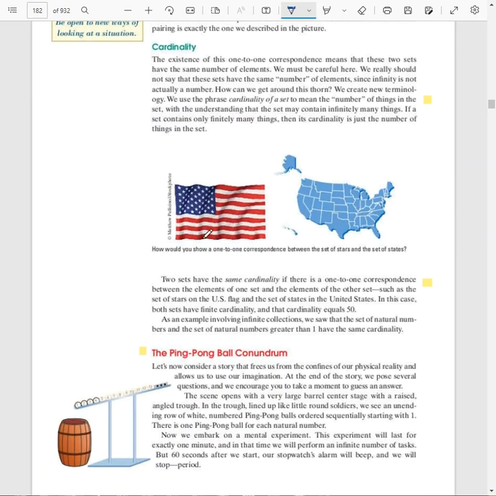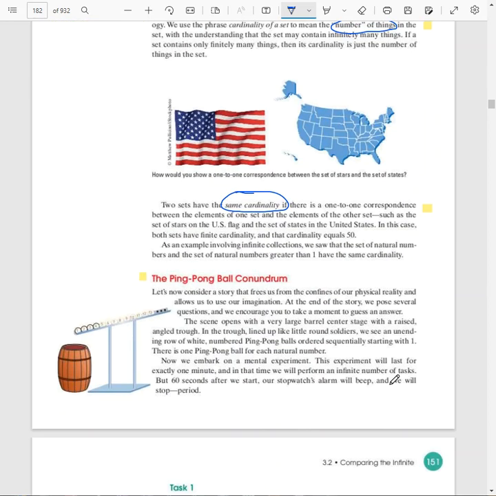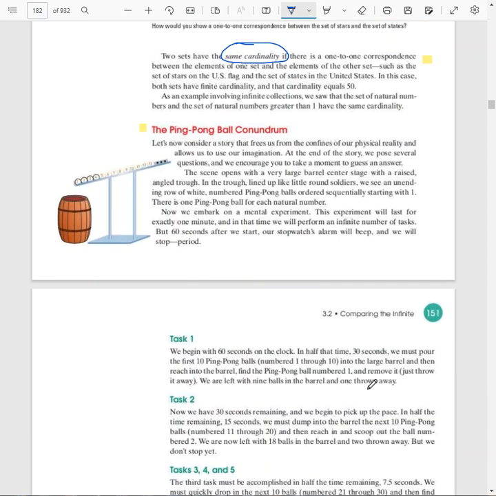If you're from the United States, you might know that the 50 states that we currently have are related by a one-to-one correspondence with the 50 stars on the flag. So we could draw a one-to-one correspondence. We say that these have the same cardinality because they have the same number of things. It's a sameness in the number of things. So we might say that there are as many natural numbers as there are natural numbers without 1. Super weird.